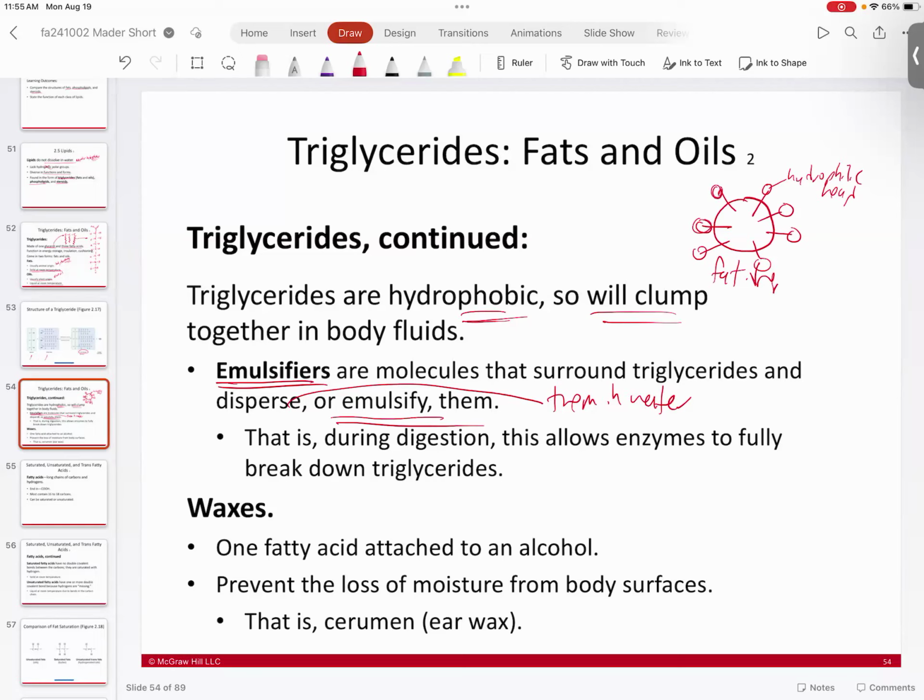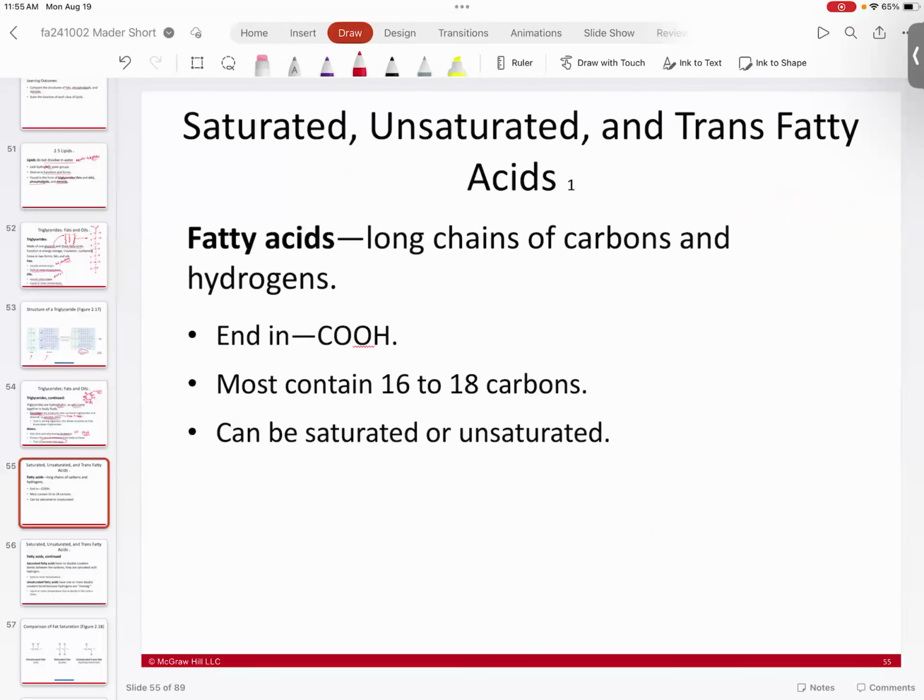We see that oftentimes with salad dressing. If you've ever seen a vinaigrette where the oil layer isn't just sitting on top but is broken up into little bubbles, that's an emulsifier breaking up the oil into smaller and smaller pieces. Waxes, on the other hand, are typically fatty acids attached to an alcohol group, which is an OH group. This will often prevent moisture loss, so they're thick. Cerumen, or earwax, is an example of waxes in our body.